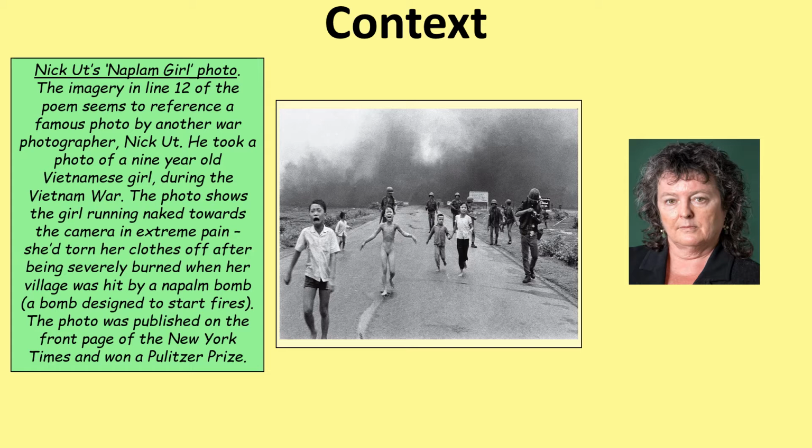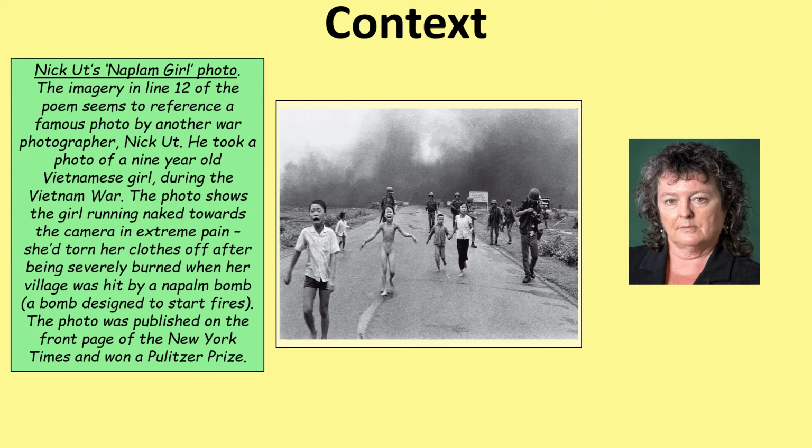Now, there's another little bit of context I would like to go over with you. In the poem, on line 12, they reference a famous photo by a war photographer called Nick Ut. He took a photo of a 9-year-old Vietnamese girl during the Vietnam War. The photo shows the girl running naked towards the camera in extreme pain. She'd torn her clothes off after being severely burned when her village was hit by napalm bombs.